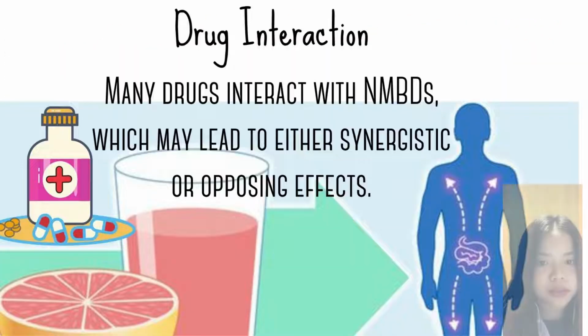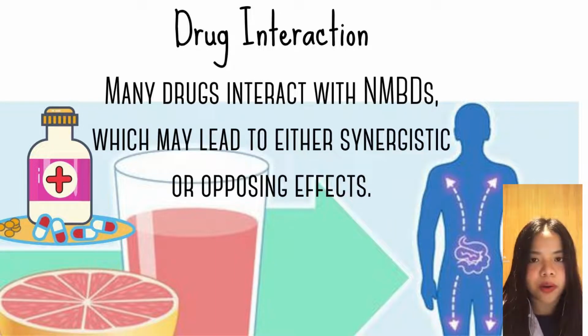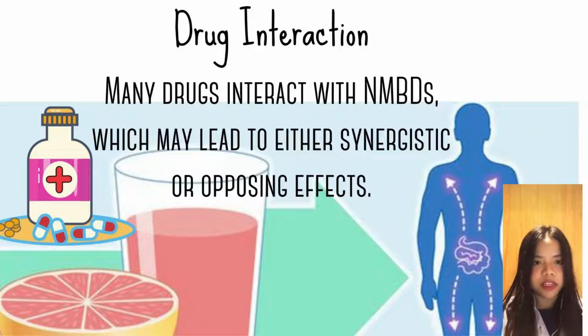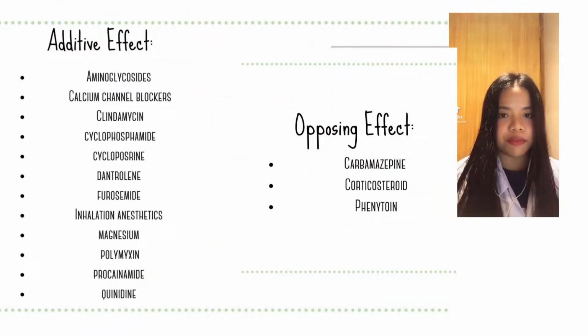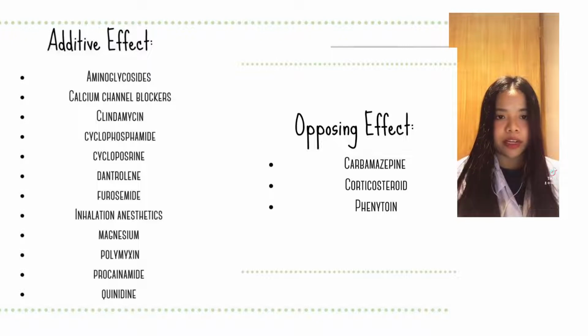Okay. So for the drug interaction, many drugs interact with NMBDs. NMBDs are commonly used in the OR to assist with tracheal intubation, improve surgical exposure, and ensure immobility during surgery, which may lead to either synergistic or opposing effects. So here are the additive effects of NMBDs. First is the aminoglycosides, calcium channel blockers, clindamycin, cyclophosphamide, cyclosporine, dantrolene, furosemide, inhalation anesthetics, magnesium, polymyxin, procainamide, and quinidine. They are the drugs that interact with neuromuscular blocking drugs.